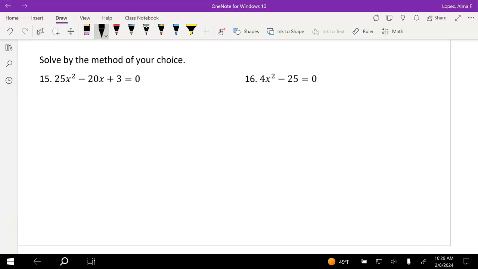Let's see, or you could plug into the quadratic formula. Now that is a type 2 trinomial, so I'm going to start by multiplying the 25 and the 3 together. That's 75. The factors of 75 are 1 and 75, 3 and 25, and 5 and 15. In order to get that number, negative 20x, in the middle, I'm going to use factors of 5 and 15. Both of them will have to be negative to add up to negative 20x.